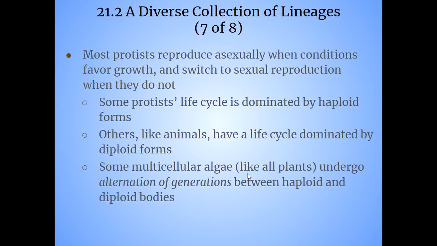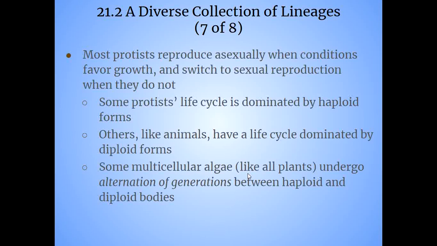So most protists reproduce asexually when conditions favor growth. So when they need to grow, when the conditions around them are optimal, then they will go through asexual reproduction. But they will switch to sexual reproduction when the conditions do not favor growth. So they're always looking for a way to go through reproduction, to continue to grow, to continue to reproduce.